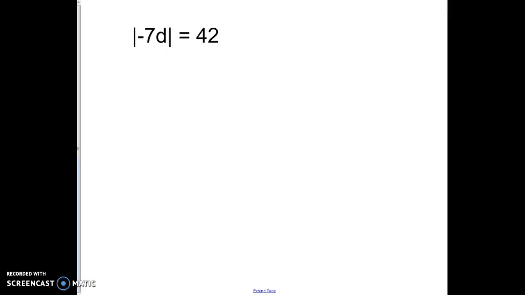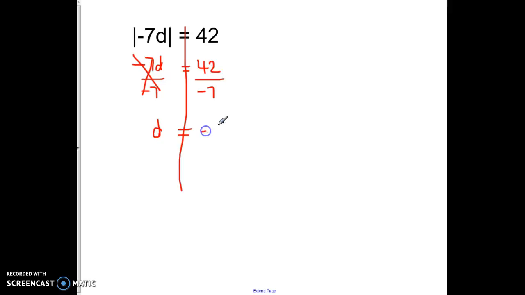Okay, here's our next problem. Go ahead and pause this video and get this copied into your notebooks. And if this helps, again, we're going to split our equal sign, and then I'm just going to get rid of the absolute value so that it's out of our way, so that we have a negative 7d equals 42. We're going to divide by negative 7. So we are left with d equals negative 6. We also need to do that another way. We have a negative 7d.